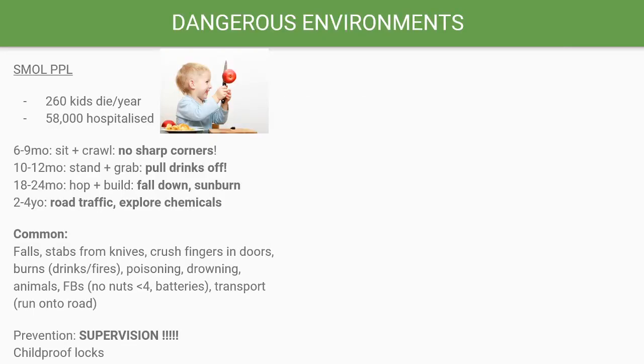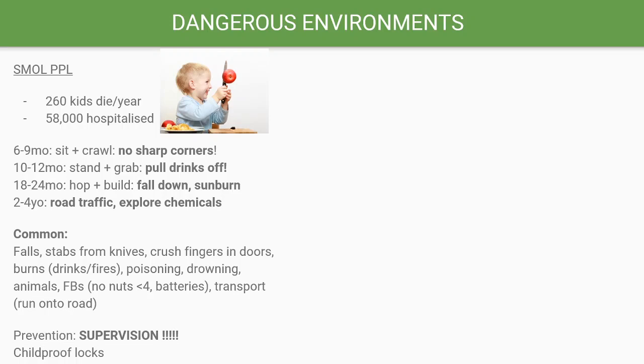Alright, so obviously our environments can be dangerous too. In terms of kids, there's actually a lot of accidents that happen. You'll learn this all next year, but when kids are 6 to 9 months old, they start to sit and crawl, so no sharp corners on your tables and things. At 12 months, they'll start to stand and walk, and they can pull drinks off benches. I've seen lots of kids in ED with lots of burns going down themselves because they've pulled stuff off, like a coffee cup or something.